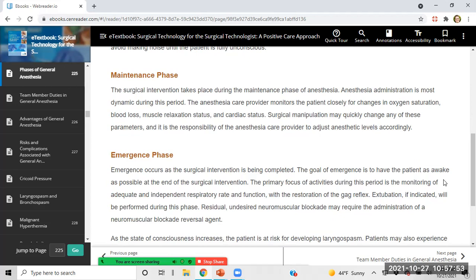Now, once they're in the maintenance phase, this is the most dynamic portion. This is where everything is occurring, so the case is happening during the maintenance phase. Anesthesia is monitoring everything, making sure that it stays in this maintenance phase while the surgical case is taking place.